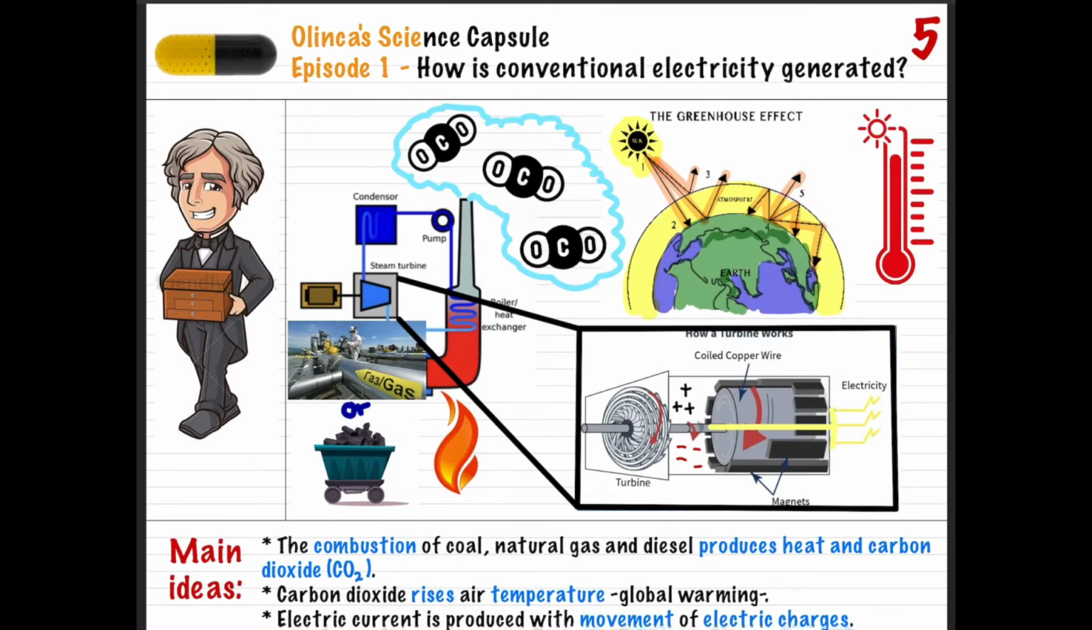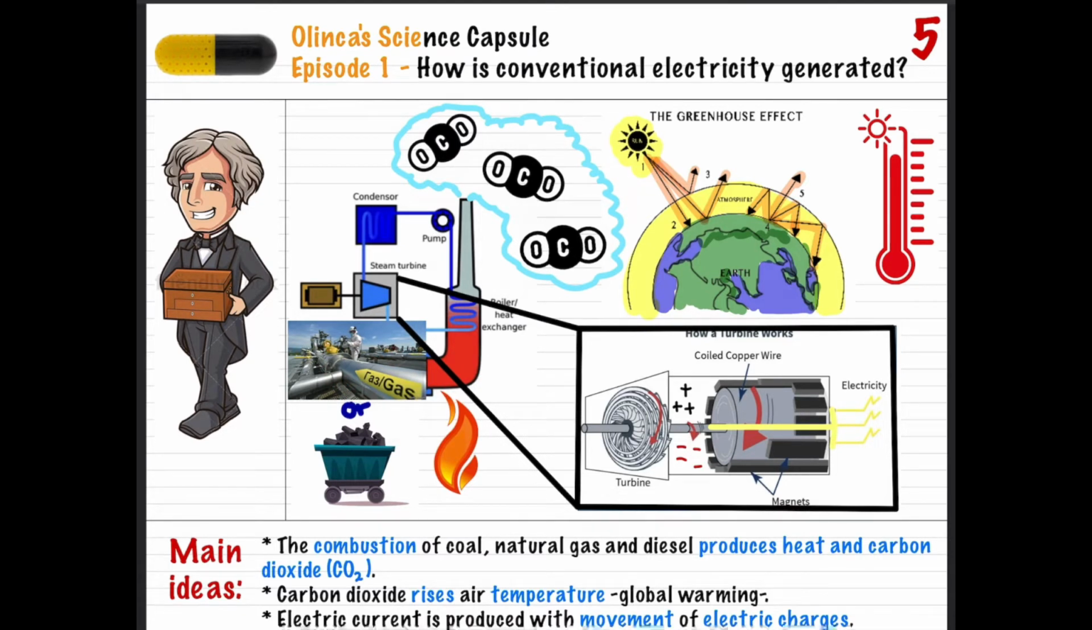Coal, natural gas, and diesel are known as fuels because when they are burned with fire, they produce a lot of heat and carbon dioxide. You can see this in this diagram. This is a coal cart, a cart with coal. This gray or black thing is coal. And you have a pipeline here. The pipeline has natural gas, and sometimes it could also have diesel in it.